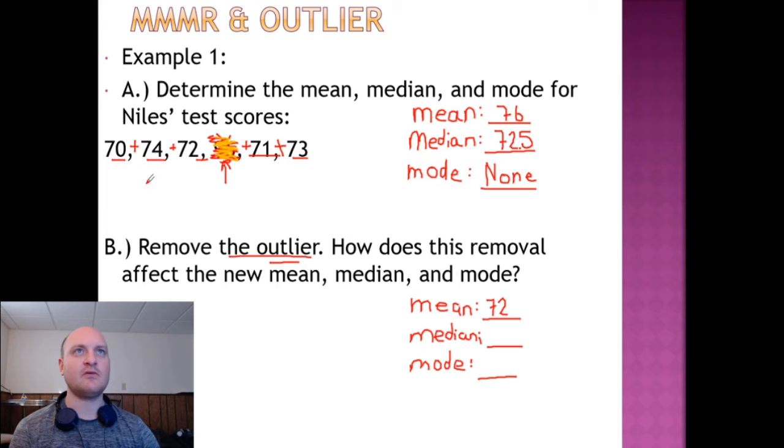Next, for the median, when we arrange these from least to greatest, the middle number now is 72 since we've got 71 and 70 below it and 73 and 74 above it. And if there wasn't a mode before, there still isn't one. However, we're asked how does this affect the mean, median, and mode? Well, it reduces the mean by 4, lowers the median by 0.5, and doesn't change the mode.